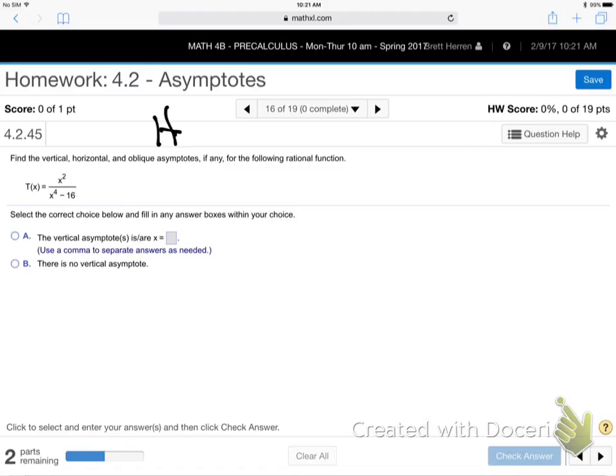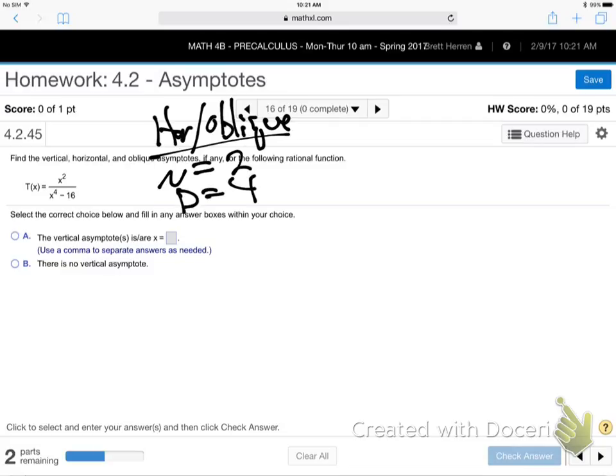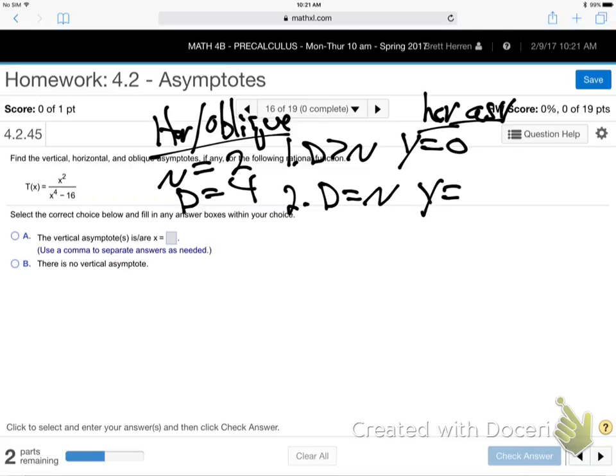All right, so now it's horizontal, oblique. We do them together. We take the numerator degree, which is 2, and the denominator degree, which is 4. What did my steps say? Step 1 said if the denominator is greater, then y equals 0 is the horizontal asymptote, which is our case here. I said if they're equal, it's A over B is the horizontal asymptote, where A and B are the leading coefficients.